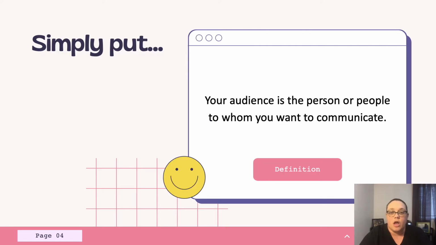Simply put, your audience is the person or people to whom you want to communicate. By knowing more about them, their wants, needs, values, etc., you're able to better craft your message so that they will receive it in the way you intend. The ability to appeal to your audience allows you to have influence. Knowing how to appeal to your audience will help you stay engaged with them and enable you to have impact.